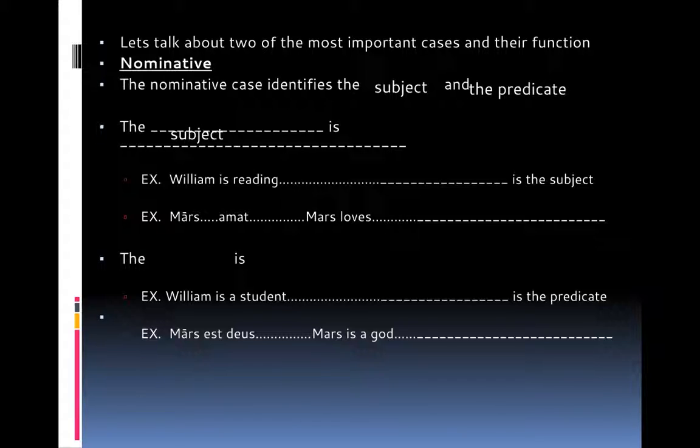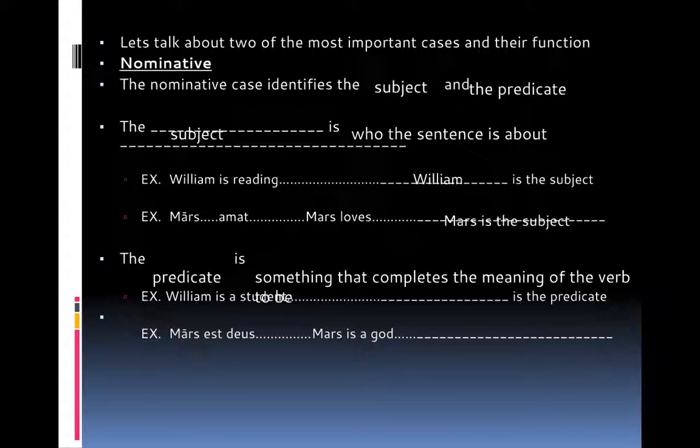The subject is who the sentence is about. And again, sorry the fonts are all weird and funky. I don't know what it's doing. So anyway, in the sentence, William is reading, William is the subject. And in the sentence, Mars amat, in Latin, Mars loves, Mars is the subject. So on the other hand, the predicate is something that completes the meaning of the verb.